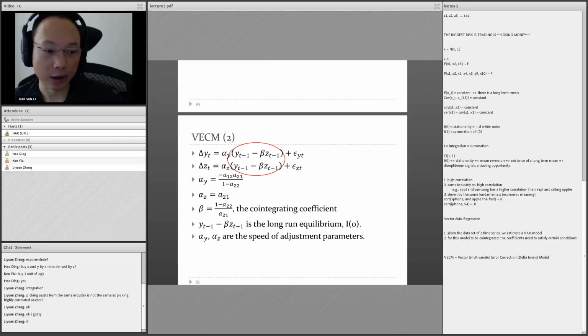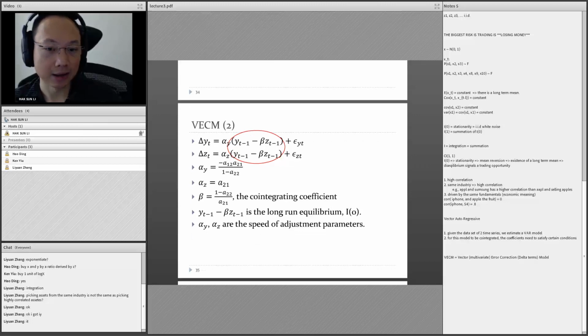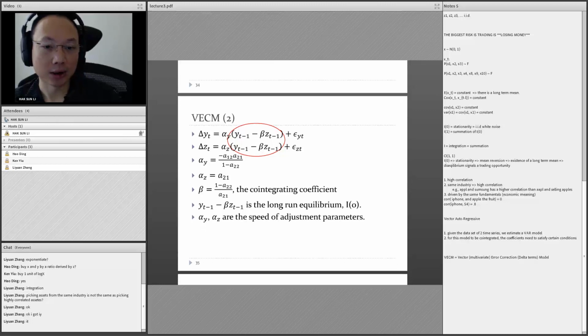So again, let's have some summary. Beta defines the co-integrating relationship. It defines the stationarity of the long-term equilibrium, and alpha measures how big the pulling force is, to pull the equilibrium back to the long-term mean.